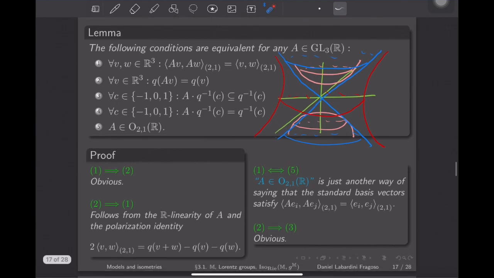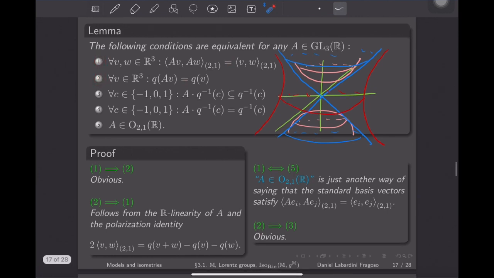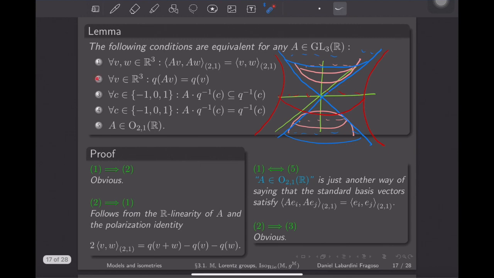Yeah, and then the proof. One implies two is obvious, I would say. Two implies one, so I'm going with the equivalence between these two first.